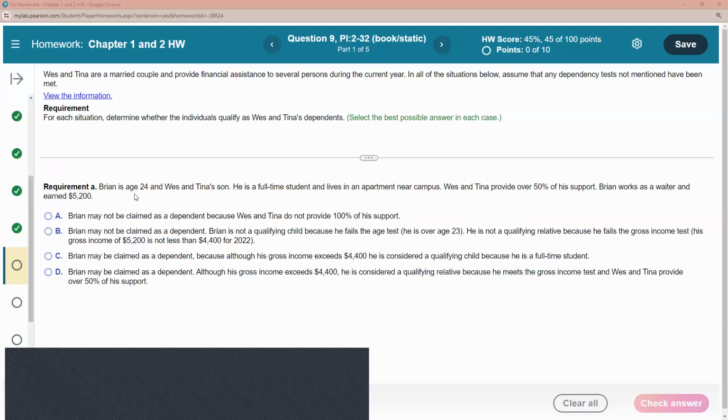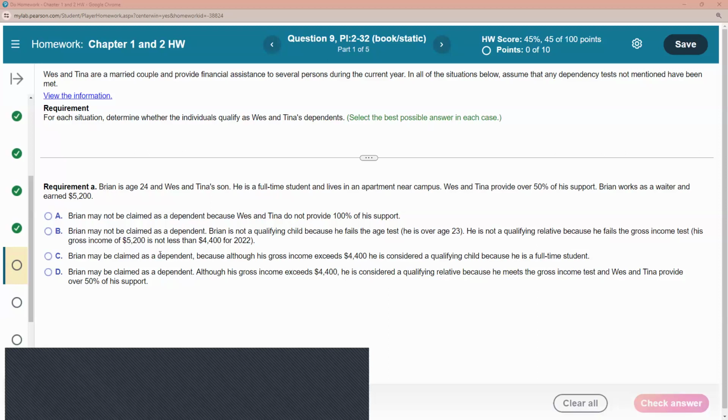He's age 24. So as we previously learned, one of the key things is that a dependent must be under the age of 19. And if they are above the age of 19, they must be in school full time and they must be under the age of 24. So because of this, Brian, he's age 24, he is over age 23, and based on his income, he earned $5,200. So for 2022, that income amount was $4,400, and for 2023, $4,700.